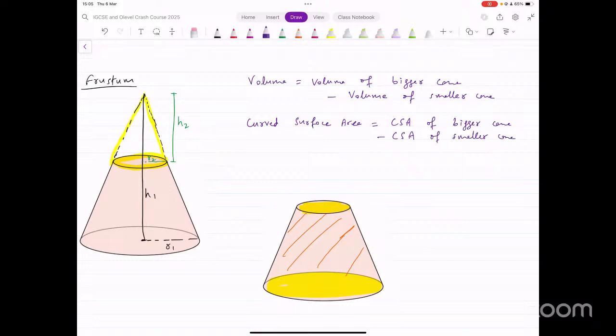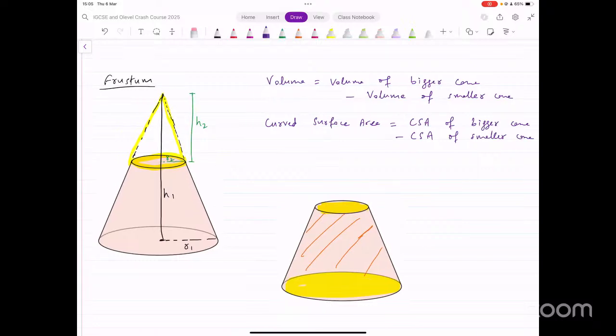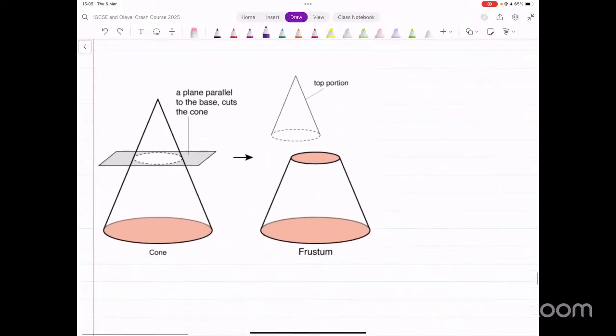Okay, so when you have a frustum like this, what you do is you break it down into two parts like this. You have a smaller cone and a bigger cone, and you find the difference to find the volume of the frustum, and for the curved surface area as well, you find the difference of the curved surface areas.